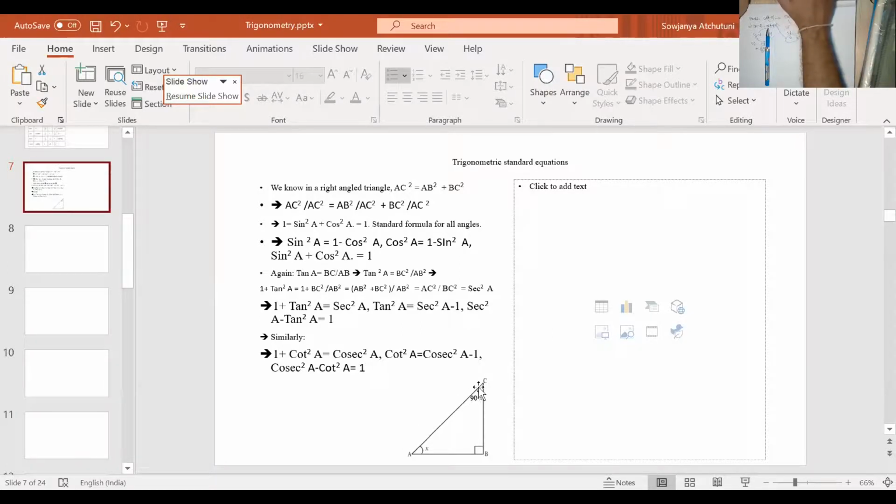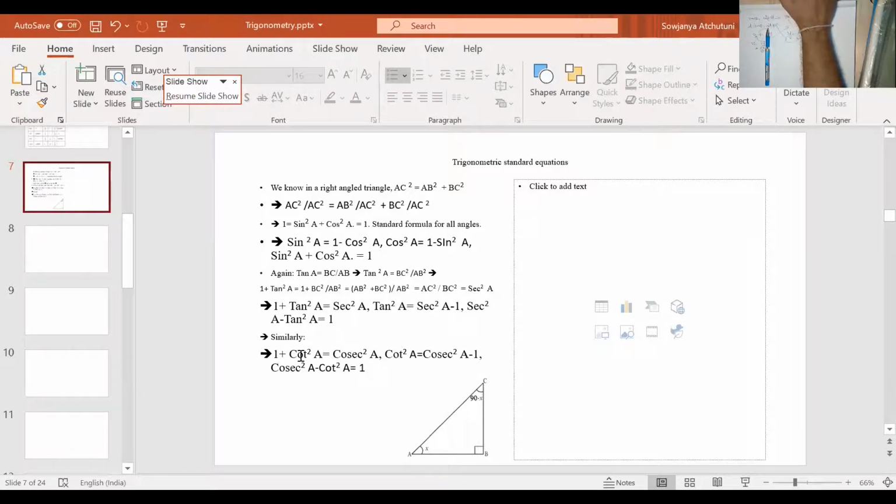1 by cos square. Adjacent side by hypotenuse is cos theta. Hypotenuse by adjacent is secant theta. Square means secant square. So what do we have here? 1 plus tan square A is equal to secant square A. So we should be able to say secant square A minus 1 is equal to tan square A, or secant square A minus tan square A is equal to 1. So all the three can be interchanged. 1 can be the subject, tan square A can be the subject, secant square A can be the subject.